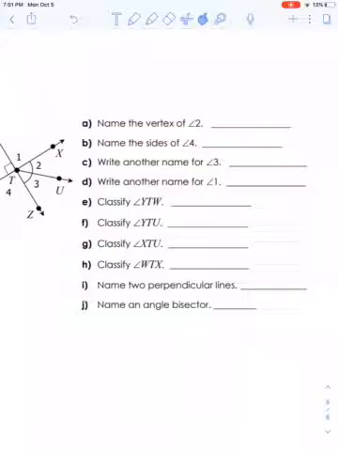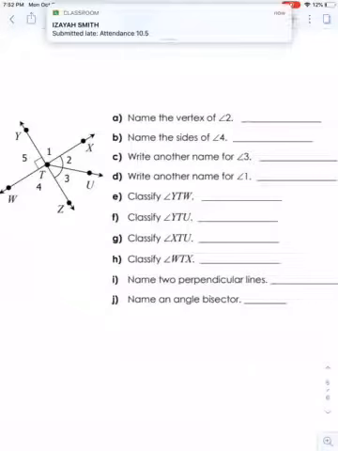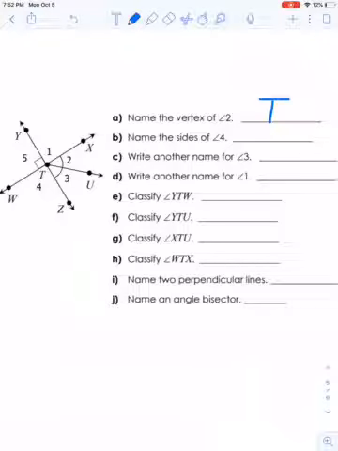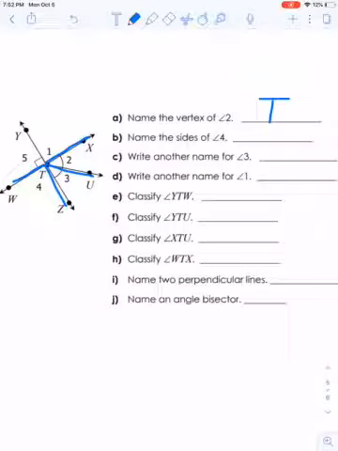Okay, so what I want you to do is I want you to take a second. I want you to pause me, and I want you to answer as many questions as you can. Okay, so name the vertex of angle 2. So the vertex of angle 2 is T. Right here is angle 2. Name the sides of angle 4. Here's angle 4. So the sides would be WT and ZT. Name another angle for angle 3. So here's angle 3. So another name could be angle ZTU. You could also say UTZ. That works too.